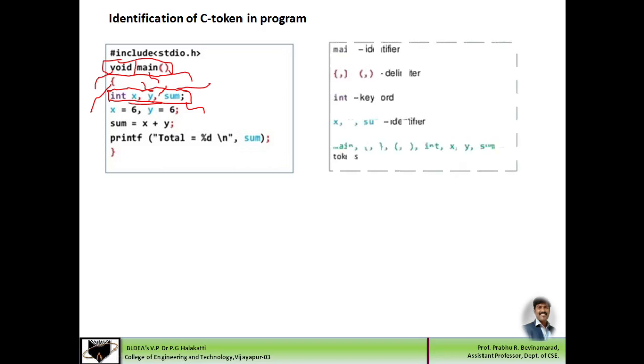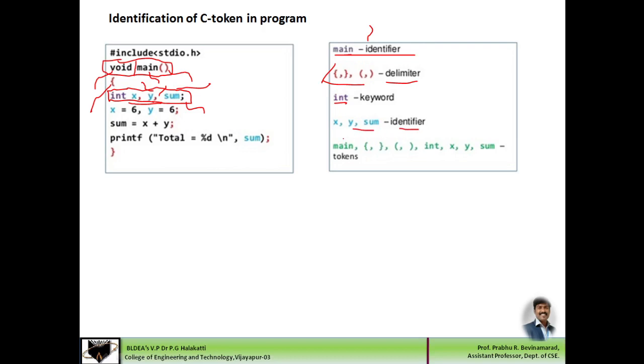Let us look at this. In this particular program we have main as a token, which we call an identifier. We have used flower bracket and comma, which are called delimiter tokens. We have declared int in the program; int is also a token, and it belongs to the keyword type. And we have used x, y, sum. All these are tokens called identifier C tokens.